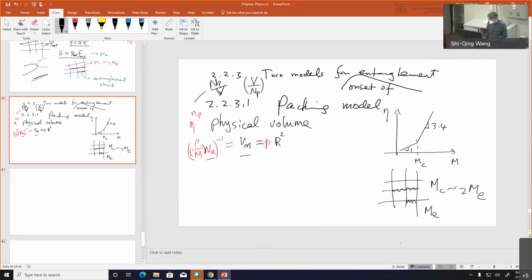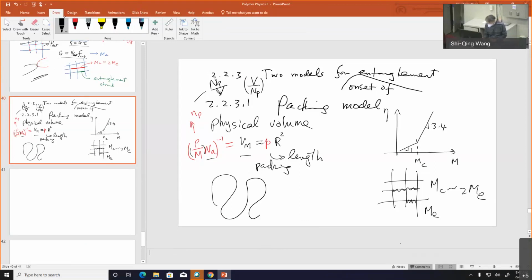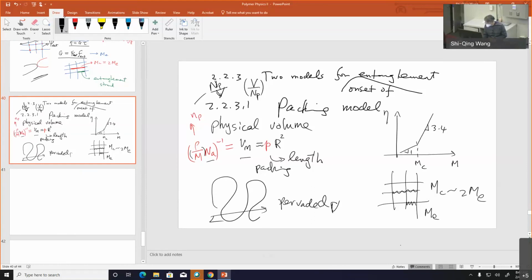So there are really two parts. The packing model involves this packing length. The real important thing is to figure out ME. How do we figure out ME? Well, we know you got a chain that's, as I depicted, it will have a volume, so-called pervaded volume. So there are two concepts, right? One is physical volume, the other one is pervaded volume.